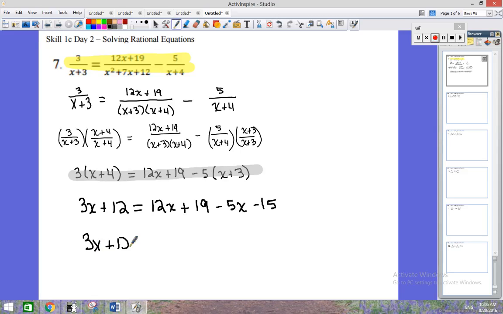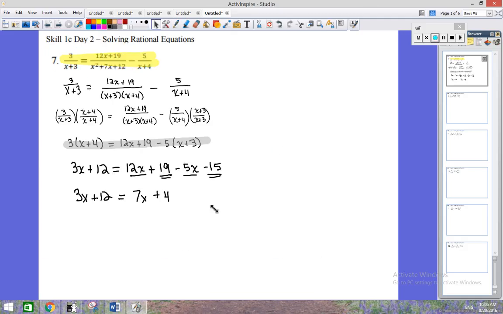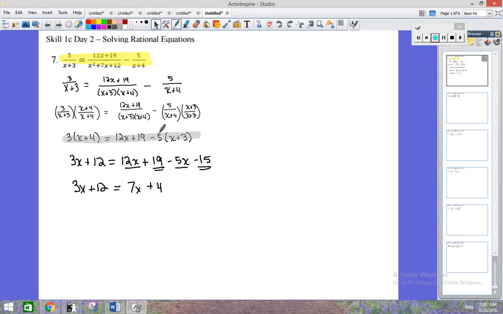And on the right hand side, we've got these two x terms that are like terms, and 12 x's take away 5 x's leaves me with 7 x's. And we've got these constant terms. 19 minus 15 is 4. So to avoid a negative sign, I'll subtract 3x from each side of the equation, and I'll also subtract 4.